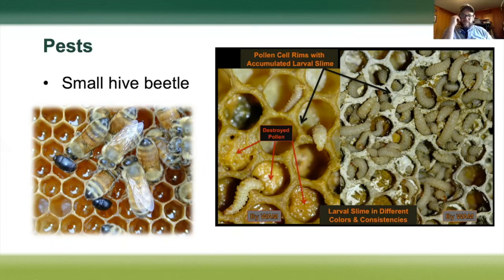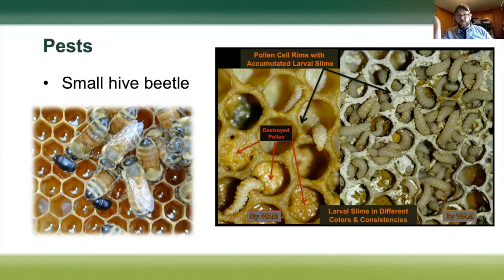I gave a talk in Virginia a couple of years ago with the Virginia beekeepers. This is a big problem in a lot of southern states. Small hive beetle will actually take out colonies in some of these regions just from sheer numbers. Luckily, we have not had that problem in Michigan.